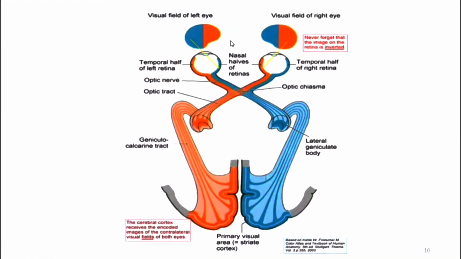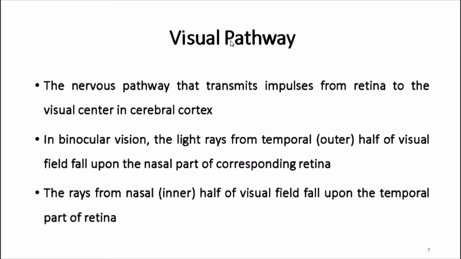So the first two parts you keep in your mind: in binocular vision, the light rays from the temporal half of the visual field fall upon the nasal part of the corresponding retina, and the rays from the nasal half of the visual field fall upon the temporal part of the retina. That's the first part we saw. So the light rays from the temporal, that means the outer half of the visual field, fall upon the nasal part of the corresponding retina, and the light rays from the inner half, that is the medial nasal part, will fall upon the temporal part of the retina.